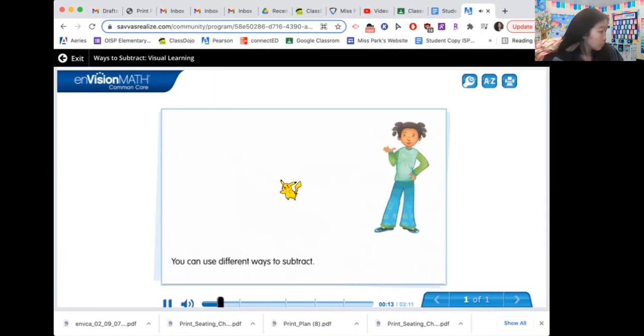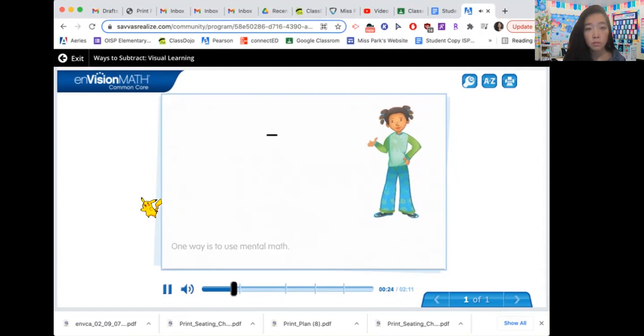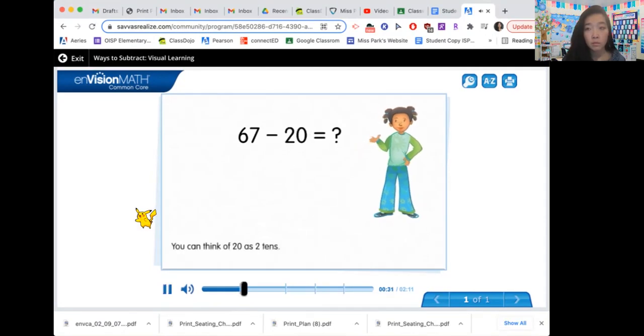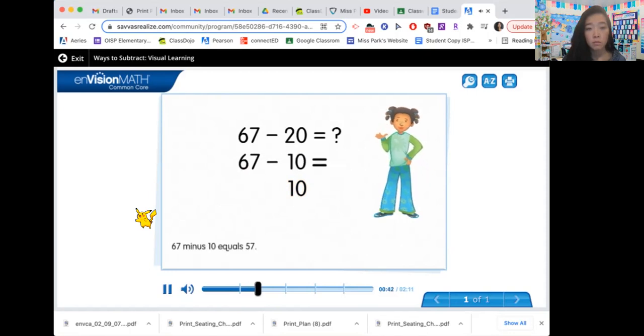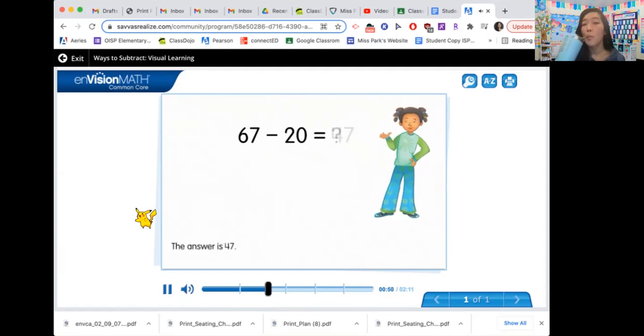You can use different ways to subtract. What is one way to subtract? One way is to use mental math. How can you solve 67 minus 20 using mental math? You can think of 20 as two tens. Then you can skip count backwards by tens to get the answer. 67 minus 10 equals 57. 57 minus 10 equals 47. The answer is 47.